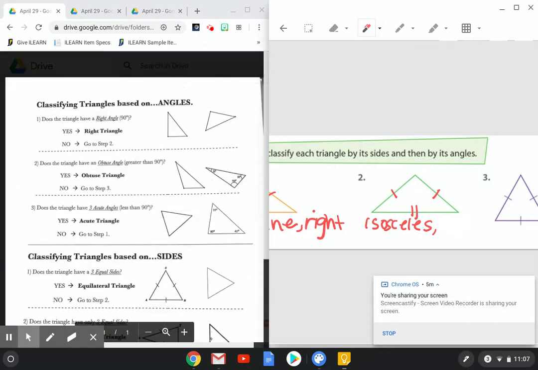All right, so does the triangle have a right angle? I do not have a square in any of my corners, so I'm going to answer no. Go to step 2. Does the triangle have an obtuse angle? Well, it's kind of hard to tell on this angle whether this one at the top is obtuse or acute. So what I like to do, if I have a paper, I will turn my paper, and I'm doing that with my Chromebook right now, so that one of the sides is straight across.